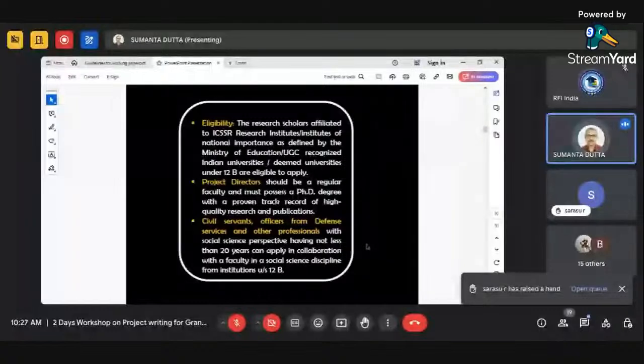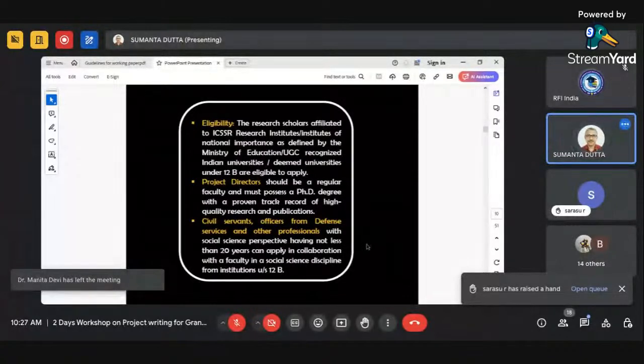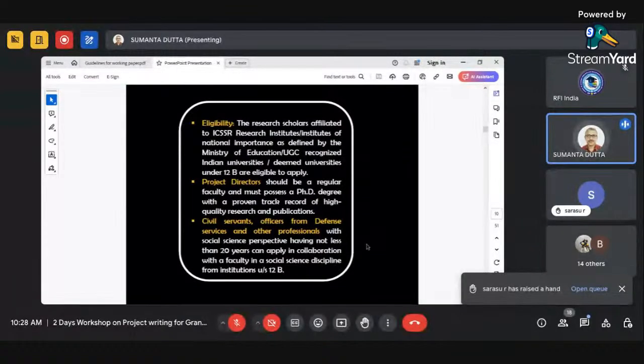So you can apply for a collaborative project along with a faculty from a social science discipline associated with any of the HEIs that I have specified earlier. If you are working as a civil servant and want to undertake a project, maybe a short-term empirical project, you can definitely collaborate, provided you have an experience of more than 20 years and you collaborate with a faculty member in a particular HEI in the domain of social science. So that is an important criterion that you must make a note of.